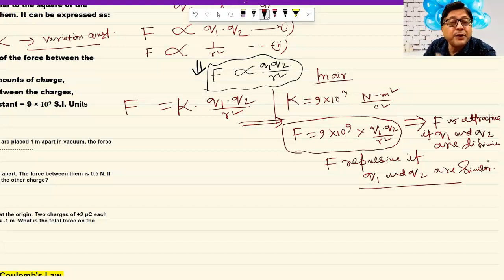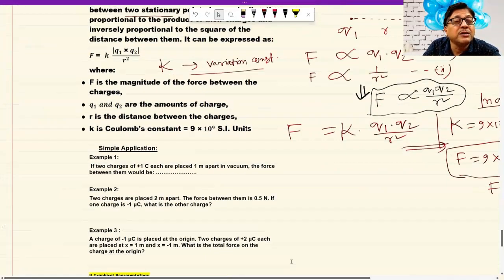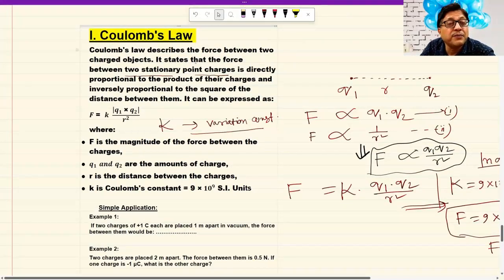And I told you proton and electron are perfect for discussing the point object concept. Coulomb's law is on this only: the force of interaction between two stationary point charges. Very important statement: it is directly proportional to the product of their charges, inversely proportional to the square of the distance of separation between them. Today's class, everything will be in terms of point charges.